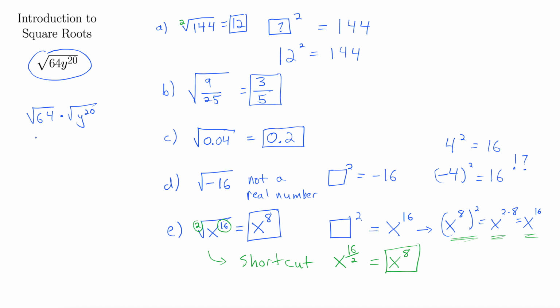The square root of 64 is, you should know that. What squared gives 64? Well, 8. I say you should know that, but maybe you don't. You want to get to know the perfect squares. I'll talk about that in just a second. The square root of 64 is 8. And then we're going to do y to the, remember the trick, 20 divided by 2. So this is 8y to the 10th. There we go, 8y to the 10th.